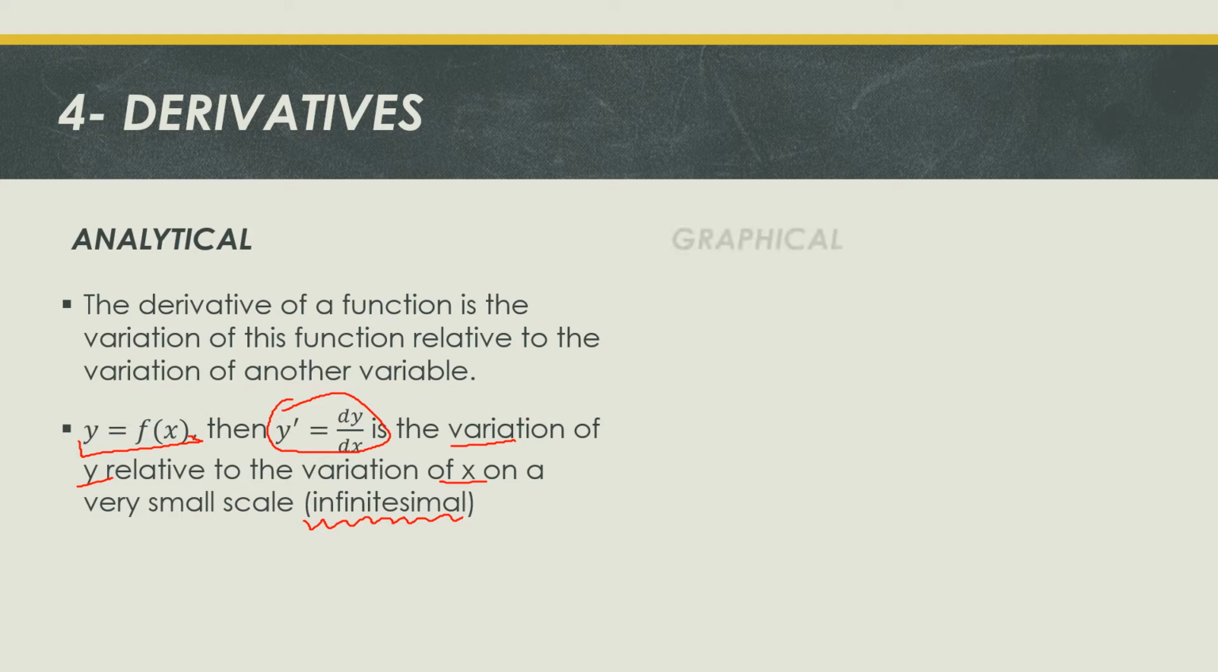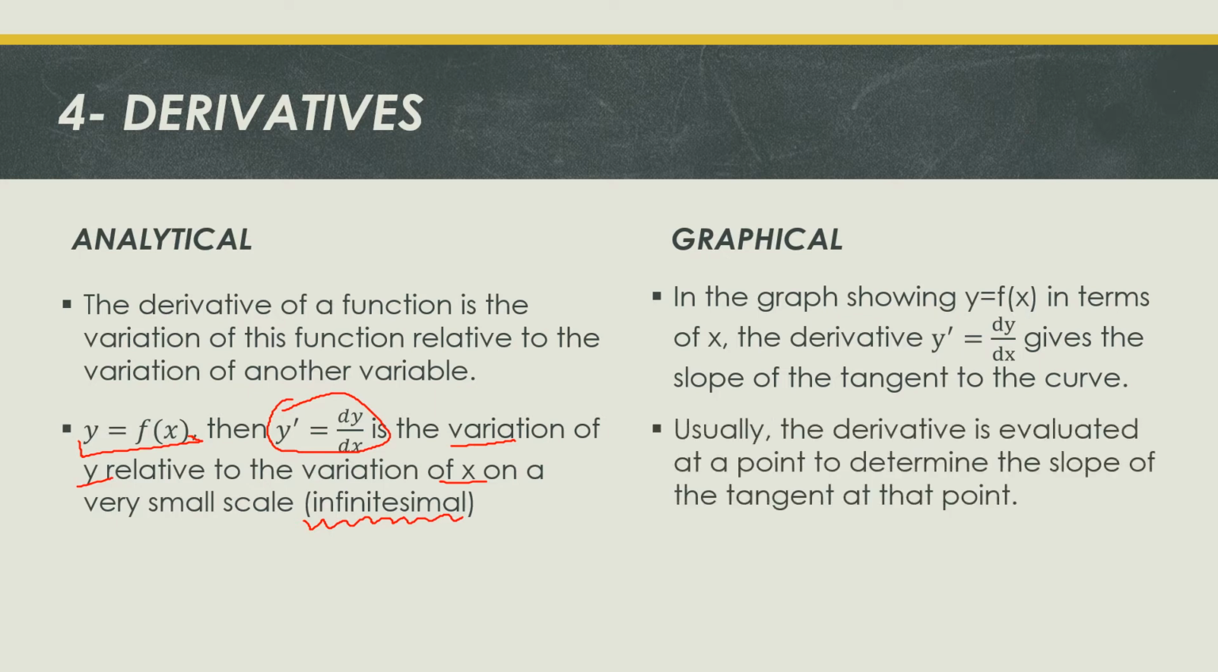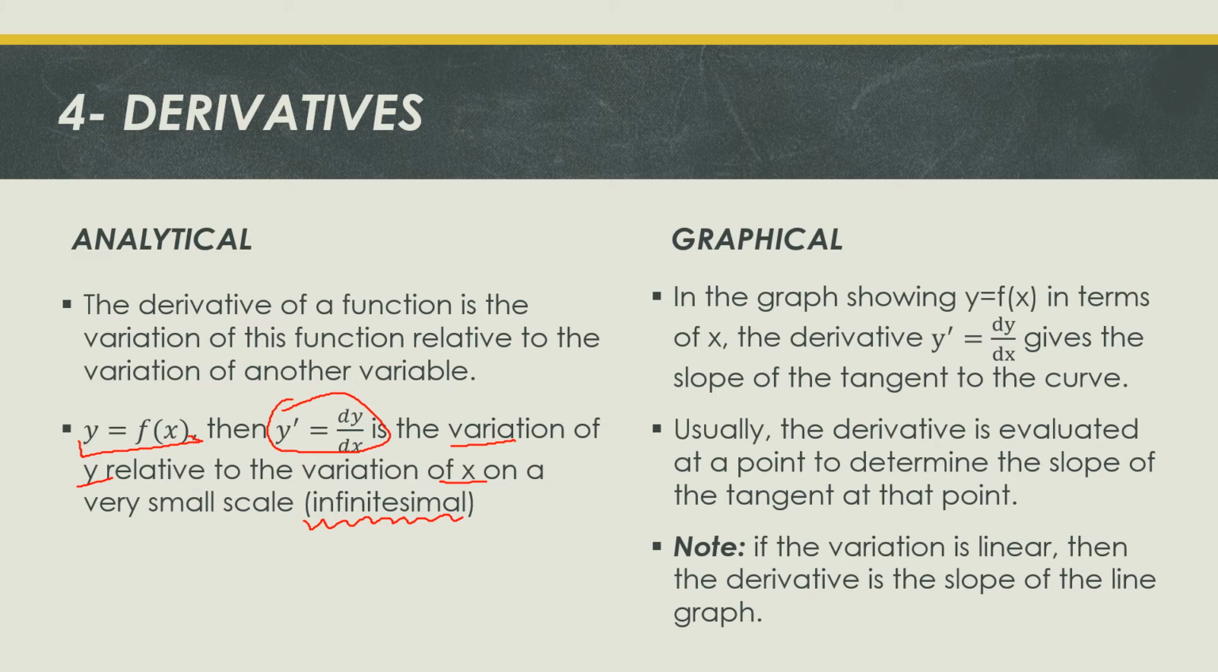dx is too small. Graphically speaking, when we say y prime is dy by dx, it is simply the slope of the tangent to the curve. Usually the derivative is evaluated at a point. Thus, when we say dy by dx or y prime at a point, that represents graphically the tangent to the curve at that particular point. Let's take an example in physics. Before we go there, if the variation is linear, then the derivative is the slope of the line itself. We don't have a tangent.